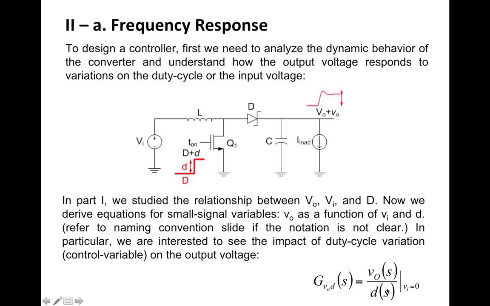How about the denominator of this transfer function? Because we're looking at a second order system with L and C, I expect to see a second order transfer function. So in summary, we can say that it's going to be a 1 over D prime squared low frequency gain times a right half plane zero divided by a second order term in the denominator. Now let's do the algebra.